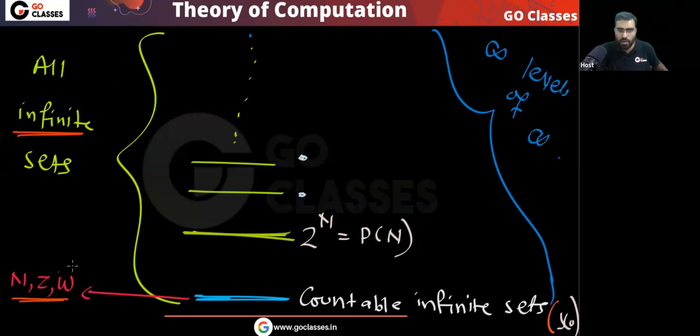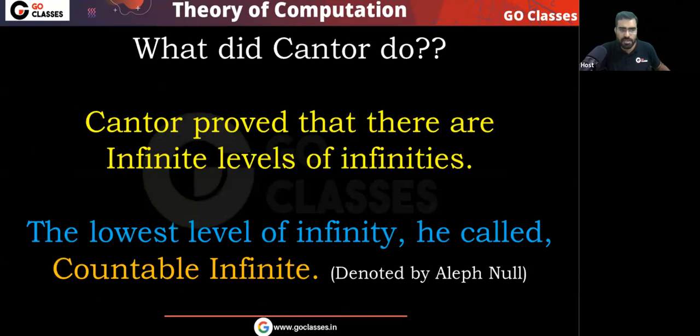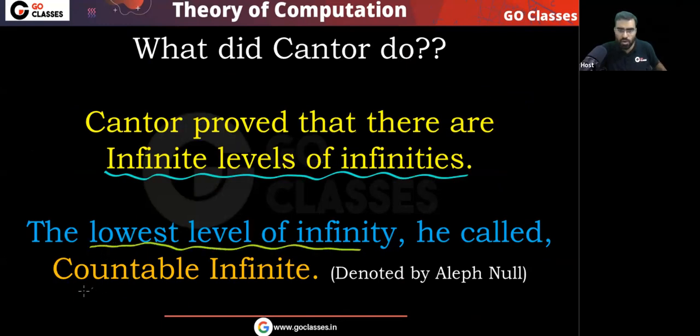On the lowest level you have the set of natural numbers, set of integers, set of whole numbers. The lowest level is called countable infinite set. So this is the idea. I hope you understood this. This is the overview. You can see that Cantor proved that there are infinite levels of infinity, and the lowest level of infinity he called countable infinite.